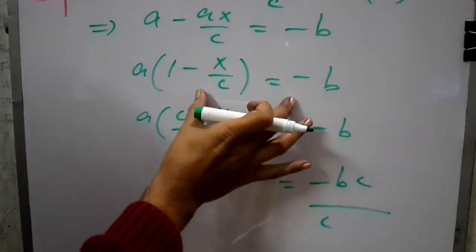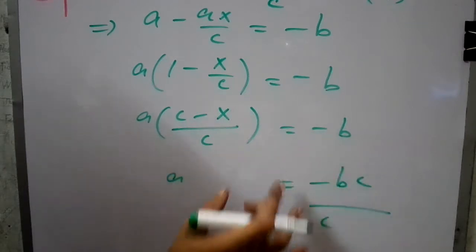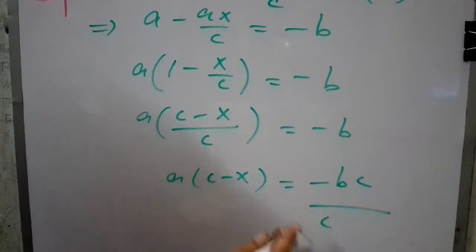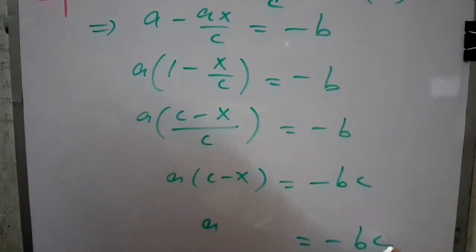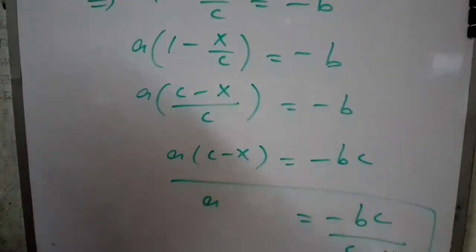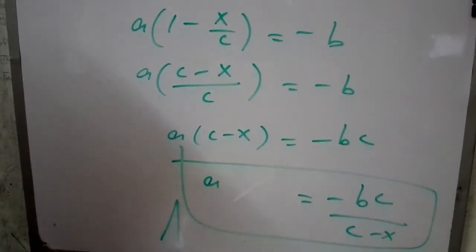You can see, that is by taking LCM, after LCM using cross multiplication, you will get C minus X, but you need the value of A, because you have to make A the subject, so minus BC divided by C minus X will be divided here, you can see. So that is your result. In this case you have made A the subject.